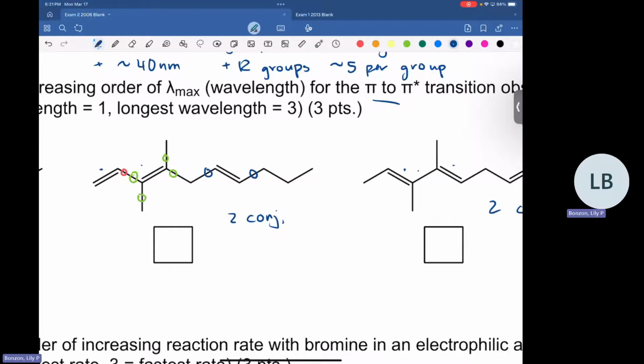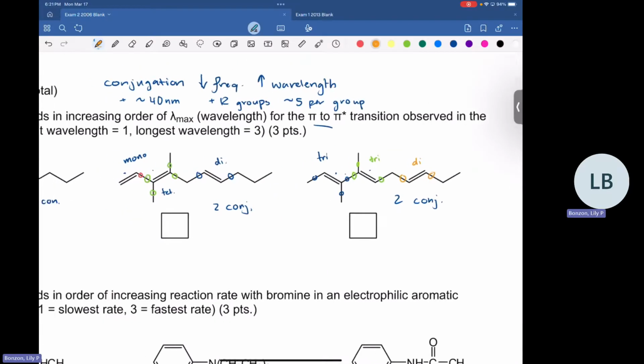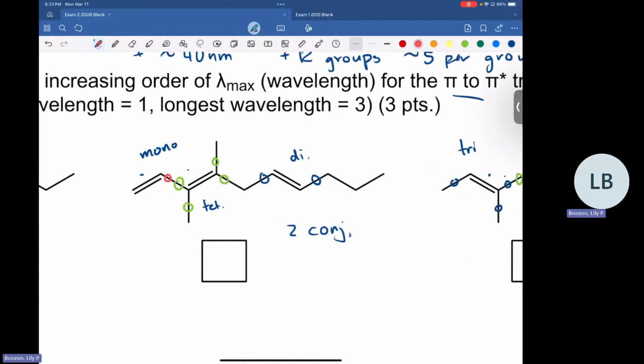So in this one, we have a mono subbed double bond, we have a tetra sub double bond, and we have a di subbed double bond. On the right, we have a tri, and a di. All right. So remember that each R group is about 5 nanometers. So I'm just going to go ahead and count these all up.